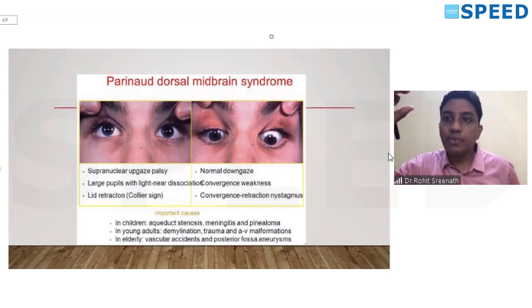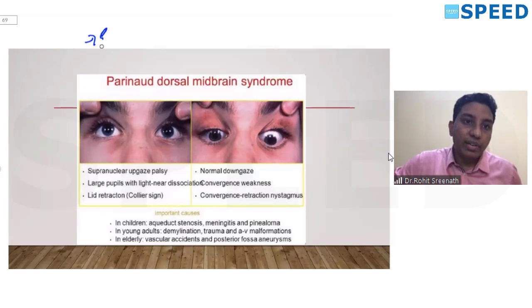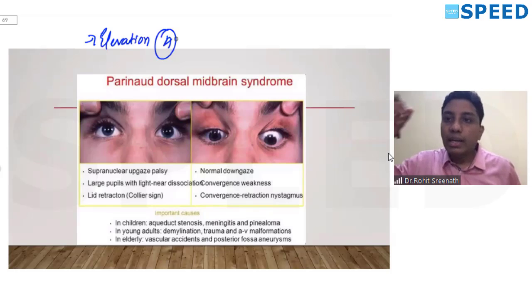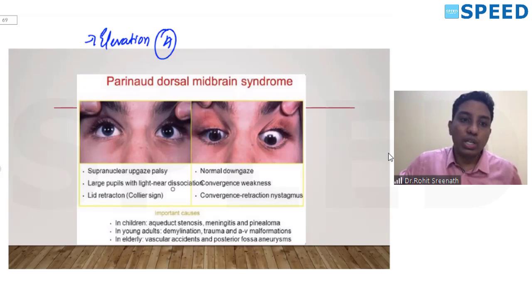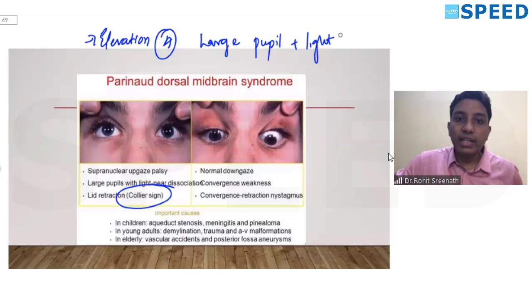In the primary gaze, the patient is able to see normally. Downward gaze is normal, but elevation is abnormal. In this patient, typically elevation is abnormal and elevation is associated with upper lid retraction. The upper lid retraction present in a patient with Parinaud syndrome is known as the Collier sign. The upper lid retraction is present. The patient will also have a large pupil with light near dissociation.